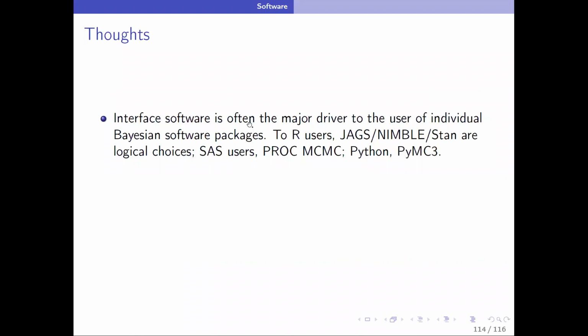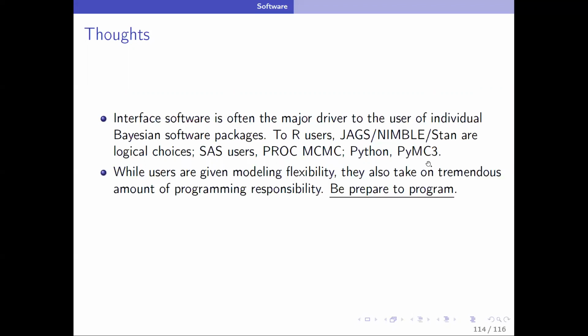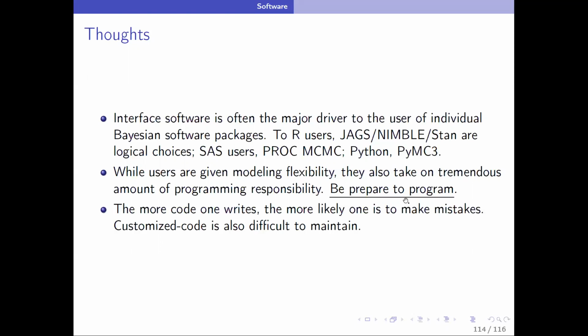Another thing is that the interface software often drives the use of individual Bayesian software packages as we see now. So users use JAGS, Nimble, Stan, SAS uses PROC MCMC, Python uses PyMC3. And the users are given the modeling flexibility, but you've got to be ready to program. So that's the thing. And the more code you write, the more likely you are to make mistakes. And customizing code is also difficult to maintain.